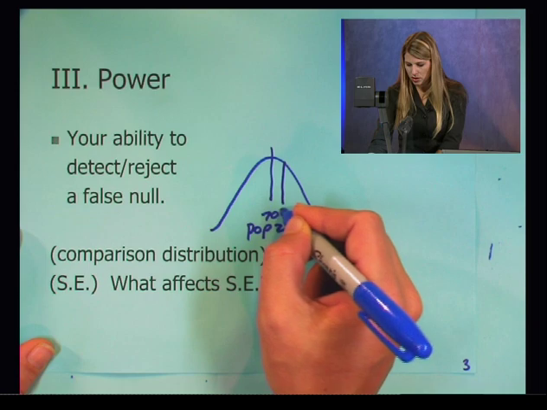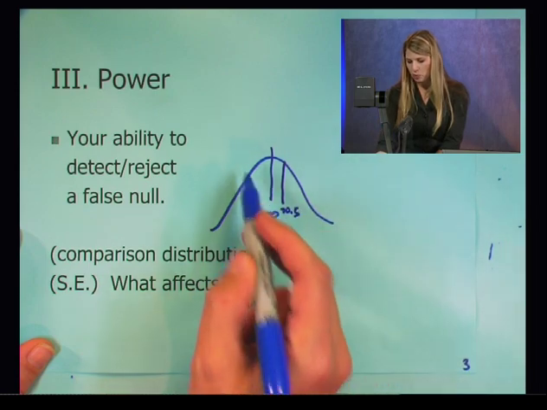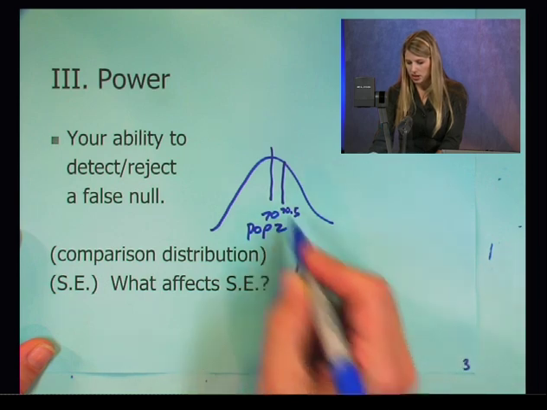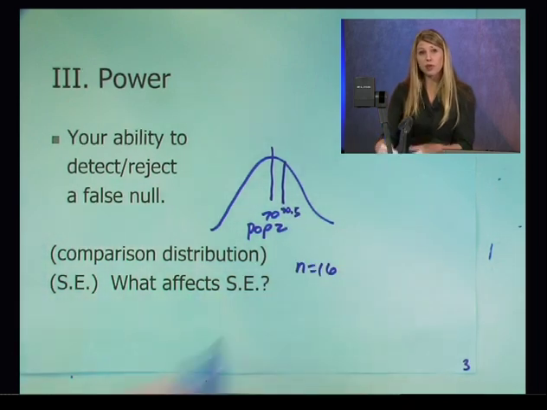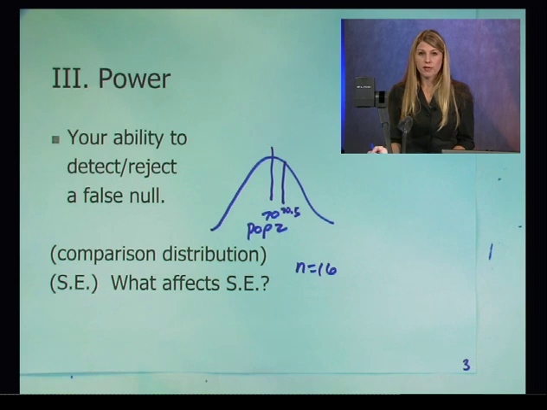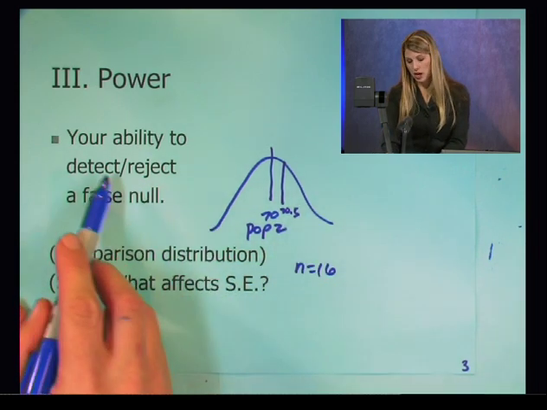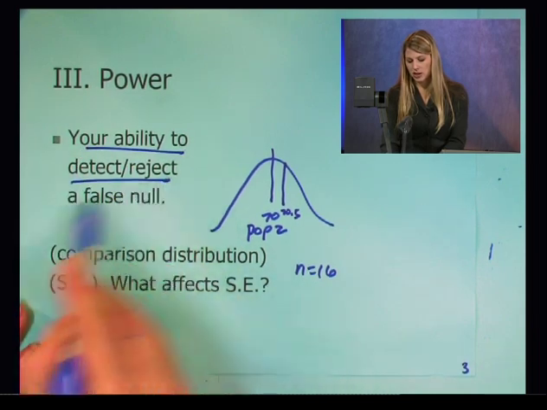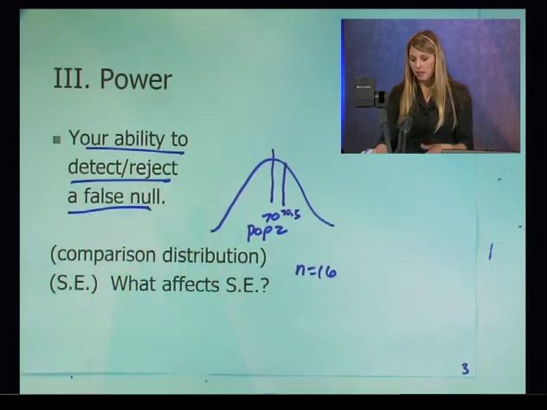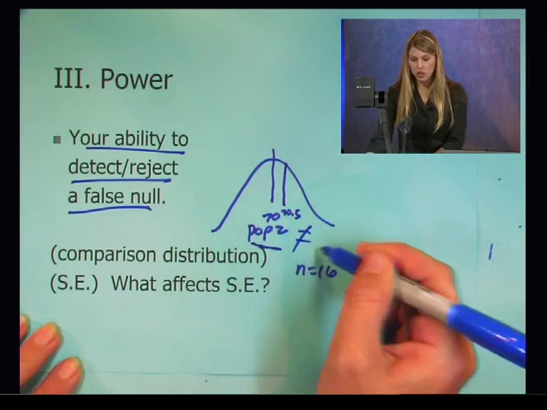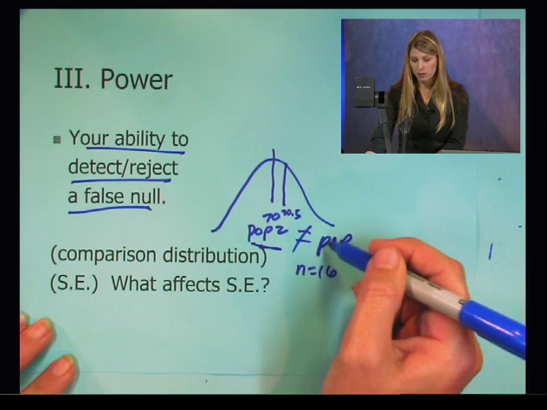Now, 70.5, which is pretty small. Remember that was with an n of 16. The standard deviation of all possible means was 0.5. The standard error was 0.5. So now, in order to figure out our ability to detect or reject a false null, that means that this population 2 is not equal to population 1 in reality, but we don't know this.